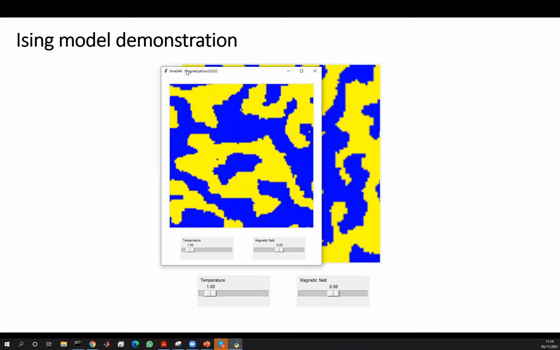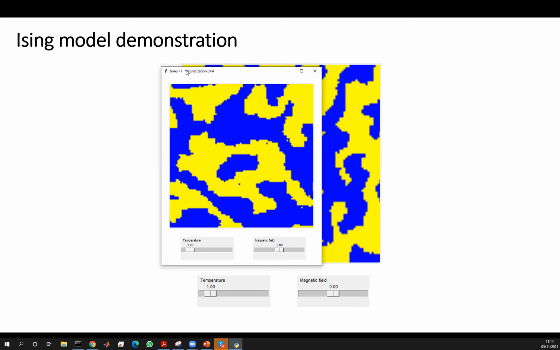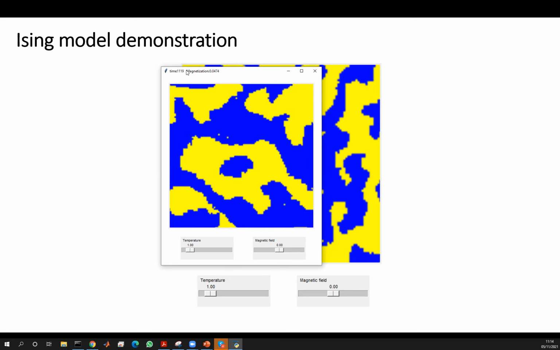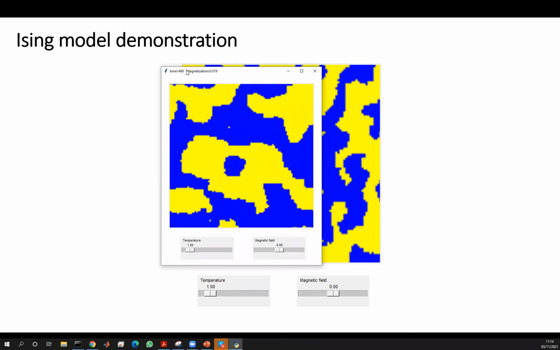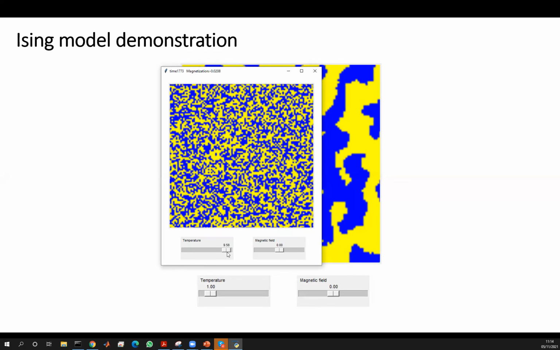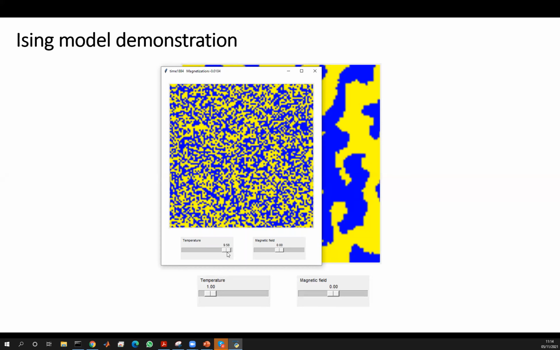Yes, perfect. So this is a simulation that has two parameters. The first parameter is the temperature. Temperature is associated with the average kinetic energy of the particles in the state of matter. If I increase the temperature, you see that the spins go a lot more random, right?